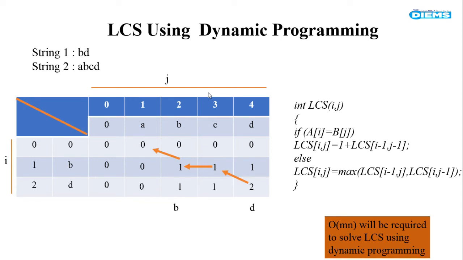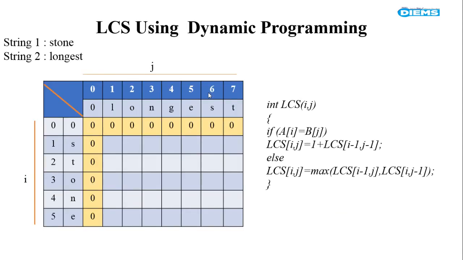Okay, now we will take one more example for better understanding. Again we are using dynamic programming here. Two strings are given, string 1 is stone and string 2 is longest. And we have to find the longest common subsequence with the help of dynamic programming. The very first thing I have to do is construct a table. The first row and first column of the table will be 0. Now we will try to solve it.